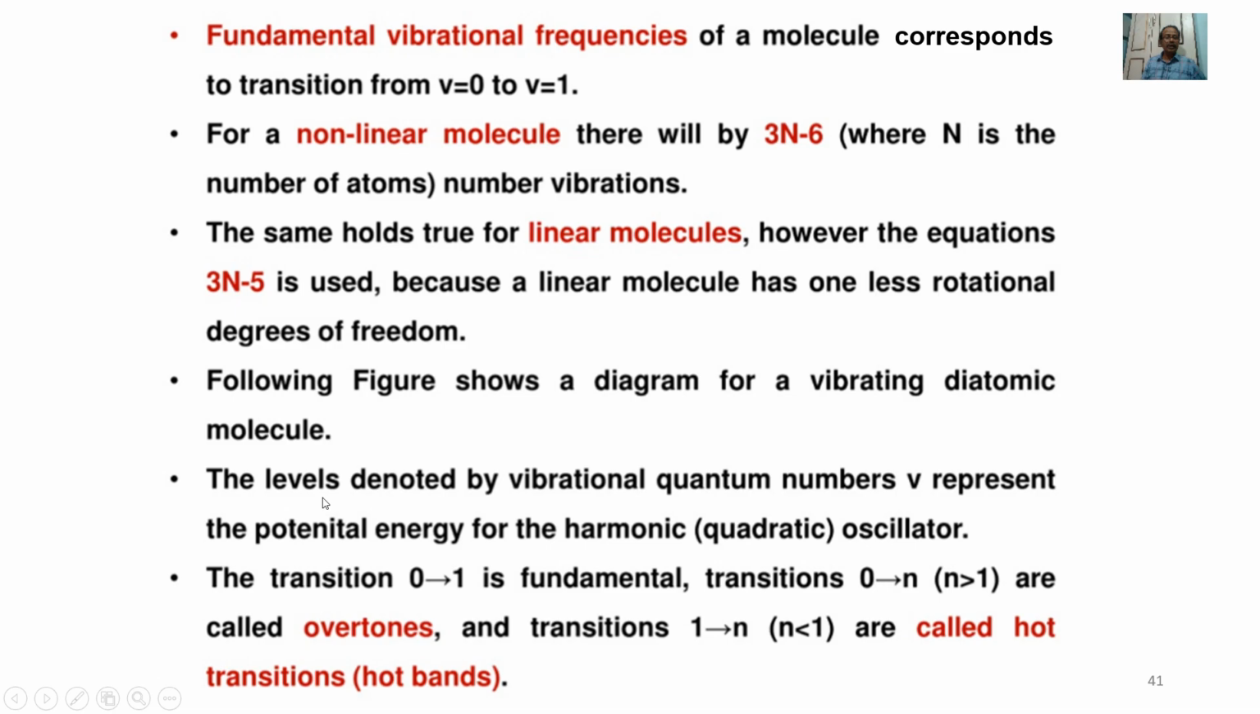The levels denoted by vibrational quantum numbers nu represent the potential energy for the harmonic, which is a quadratic oscillator. The transition 0 to 1 is the fundamental. Transitions from 0 to n greater than 1 are called overtones, like 0 to 2, 0 to 3, 0 to 4, and so on. Whereas transitions from 1 to 2, 1 to 3, 1 to 4 are called hot bands, hot transitions.